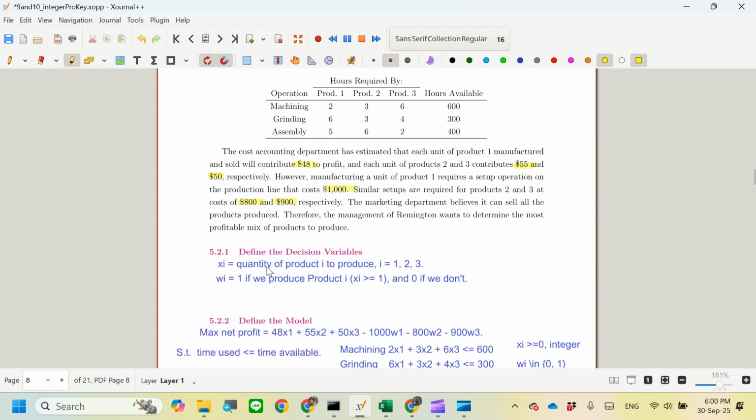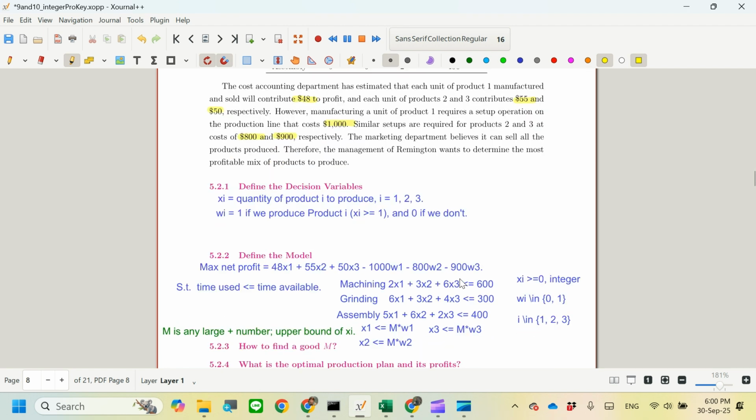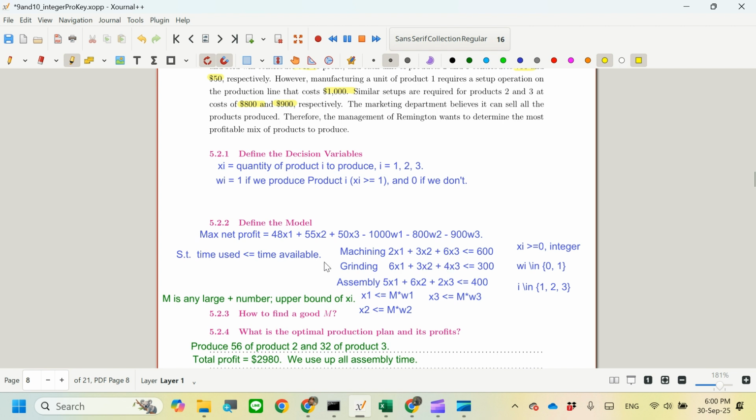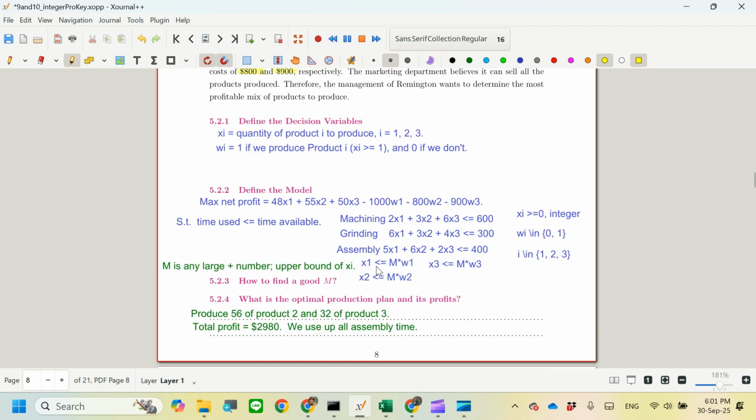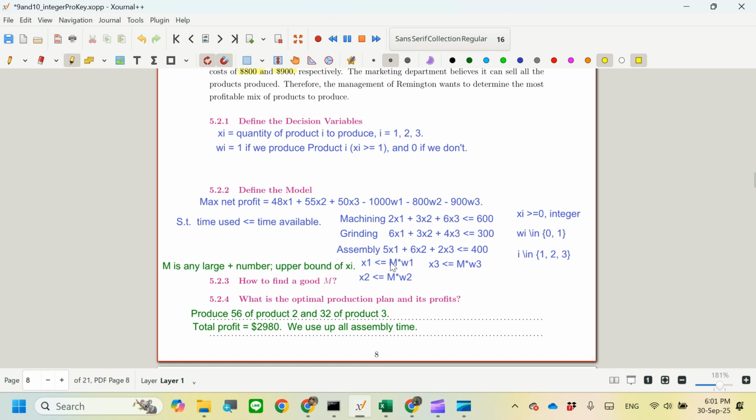Okay, so we can just apply what we learned up there. So xi is a quantity of product i to produce, and wi is 1 if produce product i and 0 otherwise. And then we just maximize net profit, so profit minus the setup cost, and then the constraints are on the time used cannot exceed time available. And yeah, so we just have the parameters from up here, and then if we produce x1, we have to set up. So these are the relationships between x's and w.